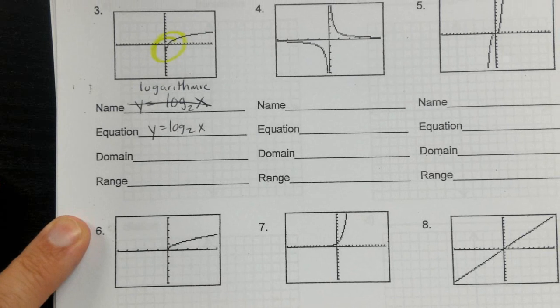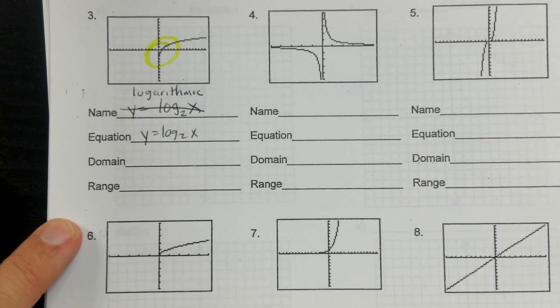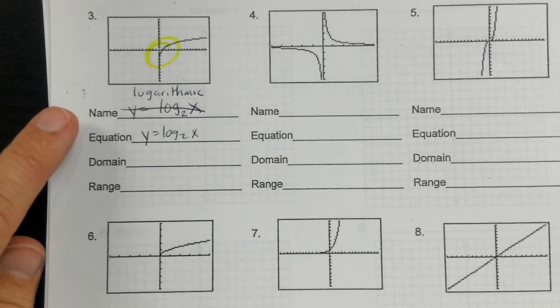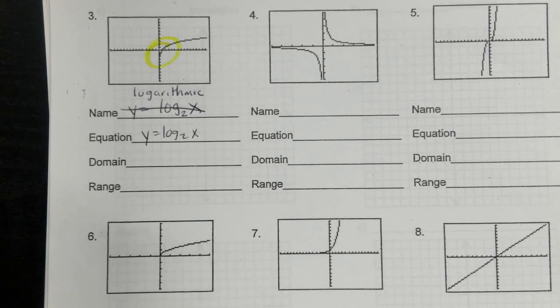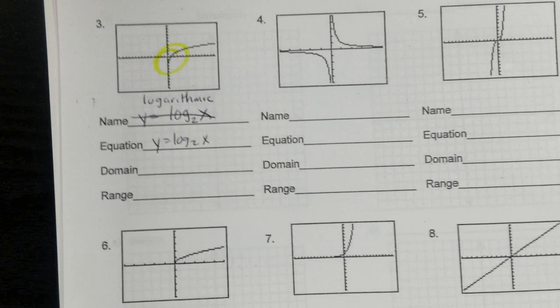That might be the hardest one because we're least familiar with logs. It's also hardest because on most of these you could plug in some points and figure it out. Like if you really got stuck, you could plug in x equals 1 and x equals 2 and x equals 3 and see which graph matched. That's a little bit harder to do with a log graph.